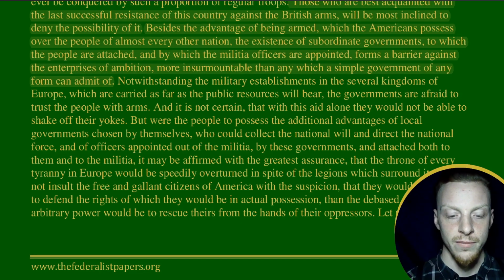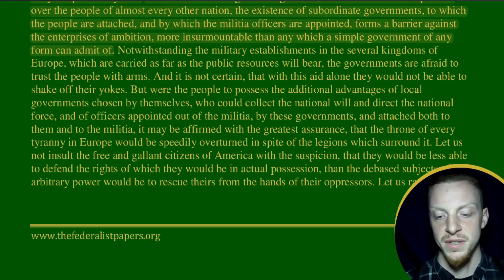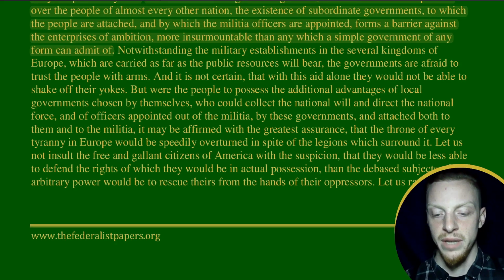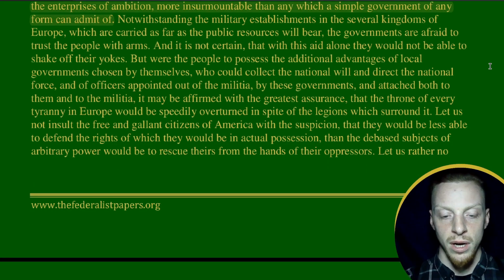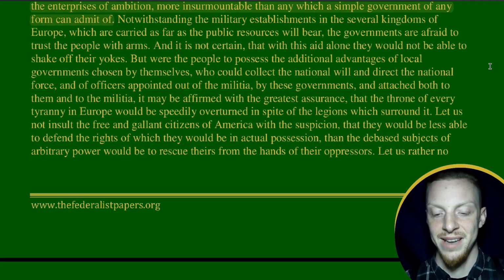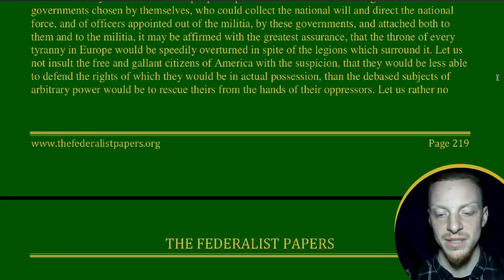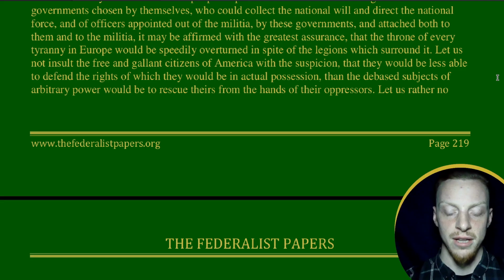Constitution. Notwithstanding the military establishments in the several kingdoms of Europe, which are carried as far as the public resources will bear, the governments are afraid to trust the people with arms. And it is not certain that with this aid alone they would not be able to shake off their yokes. But were the people to possess the additional advantages of local governments chosen by themselves, who could collect the national will and direct the national force, and of officers appointed out of the militia by these governments and attached both to them and to the militia, it may be affirmed with the greatest assurance that the throne of every tyranny in Europe would be speedily overturned in spite of the legions which surround it.